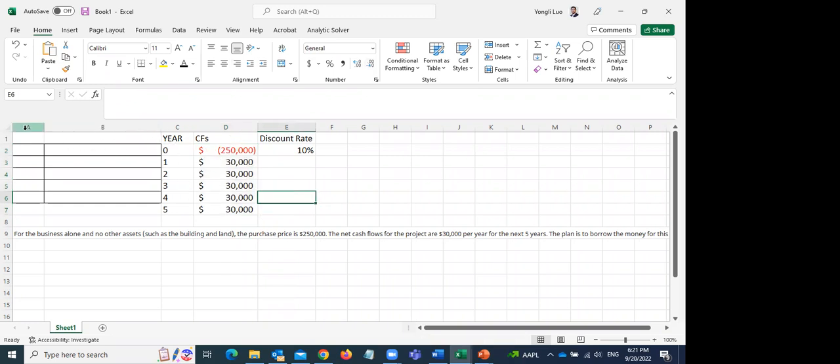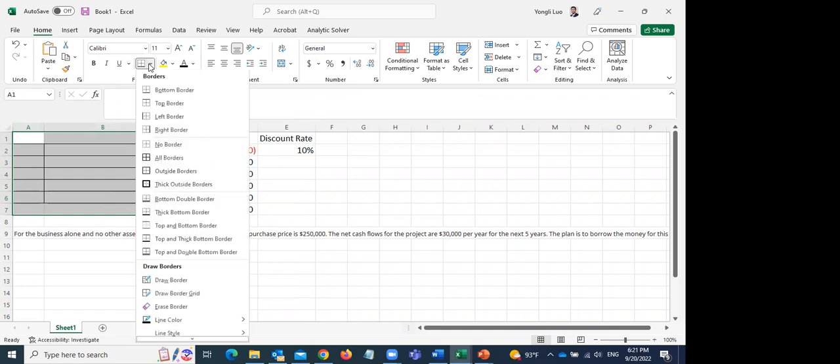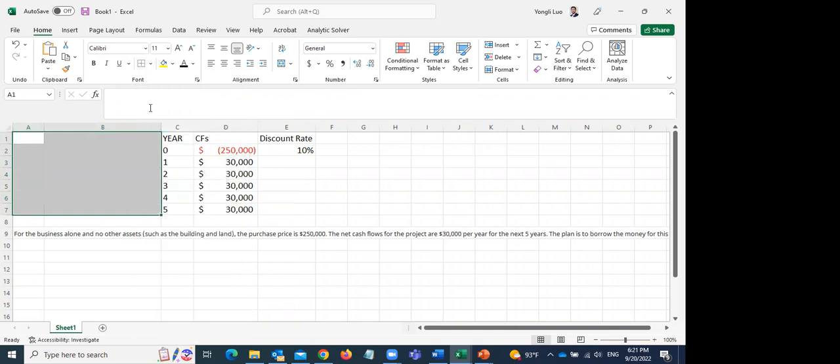This is the year, and I'm going to remove this border thing. Okay, so you can see the year. The first one, why did you put year 0? This is year 0, which means at present, the current moment. This is the cash flow, which is the initial investment. Your initial investment is money going out of your pocket, so that's why it's negative.